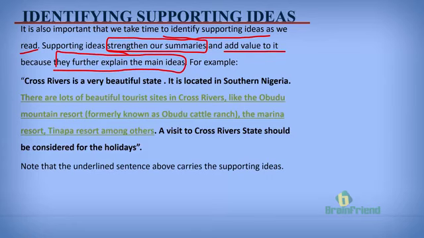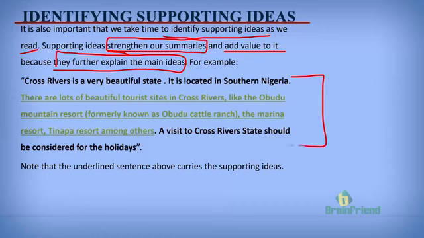Cross River is a very beautiful state. It is located in southern Nigeria. There are lots of beautiful tourist sites in Cross River, like the Obudu Mountain Resort, formerly known as Obudu Cattle Ranch, the Marina Resort, Tinapa Resort, among others. A visit to Cross River State should be considered for the holidays.